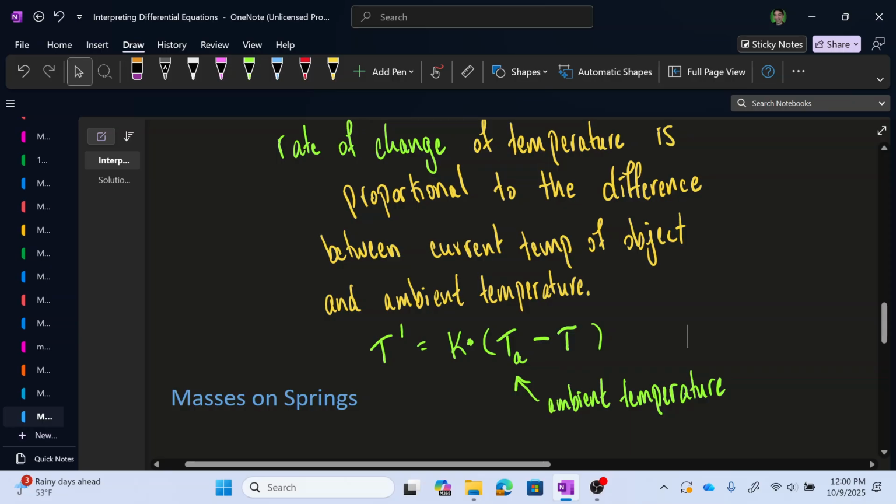So here we have our differential equation, which reflects this physical phenomenon of how an object heats and cools in a room. And this equation is called Newton's law of cooling.